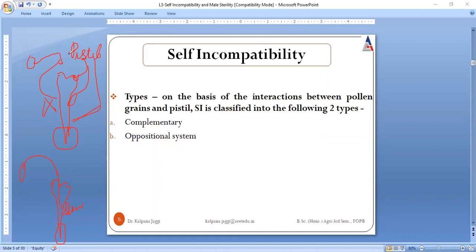Now we will talk about the types of self incompatibility on the basis of interaction between the pollen grain and the pistil. That is, what parameters are actually regulating the self incompatibility. On these two bases we classify self incompatibility into two categories. The very first is complementary and another one is oppositional. Now we will talk about the very first, that is the complementary system.